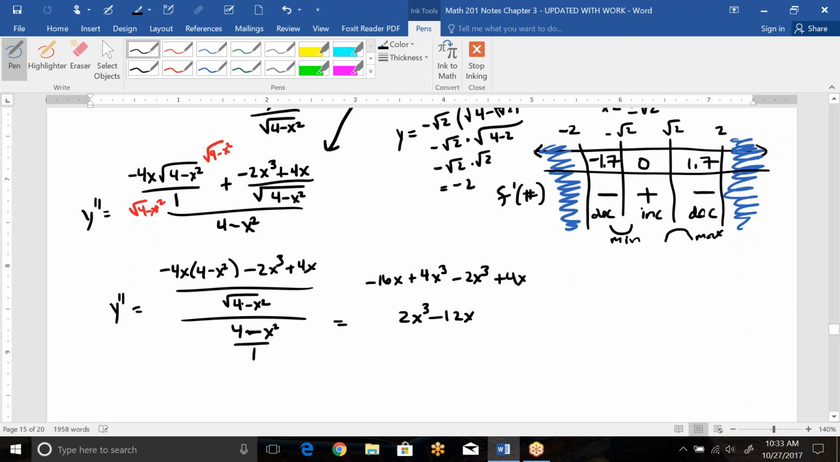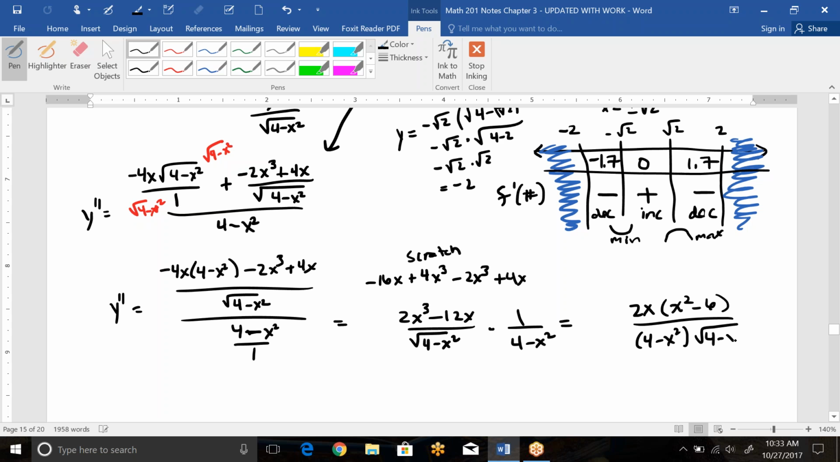So, and then that is going to be over. Where people have a lot of trouble here is this bottom part. This part would be over the 4 minus x squared that was on top with it, and then we're going to times by the reciprocal of the bottom. So this part right here was just my scratch. So my final y double prime is 2x, and I'm going to go ahead and factor this, x squared minus 6 over 4 minus x squared times the square root of 4 minus x squared. So it's a pretty nasty second derivative.